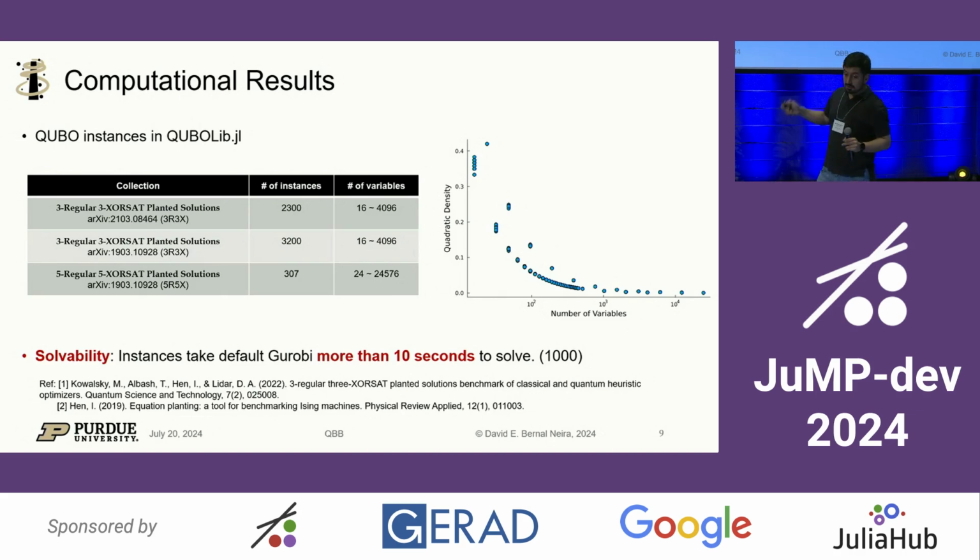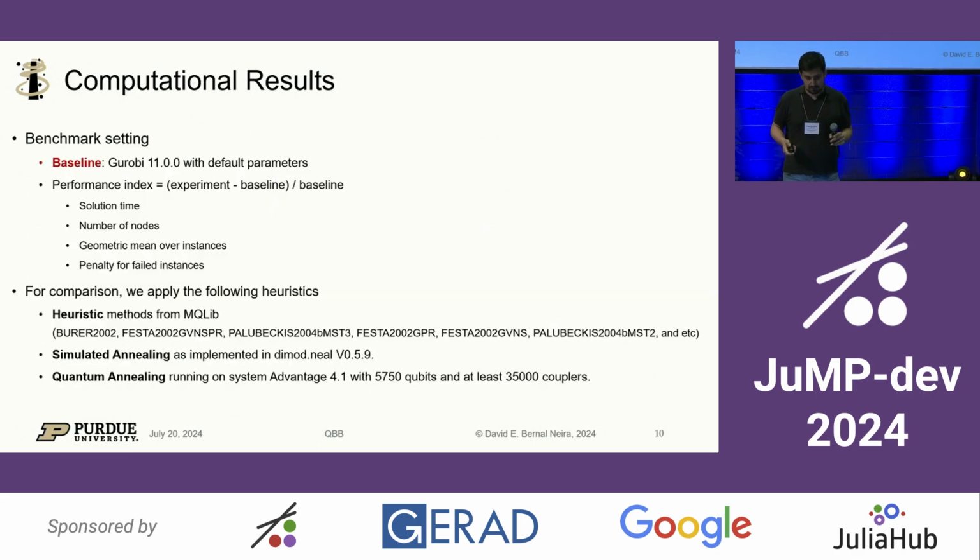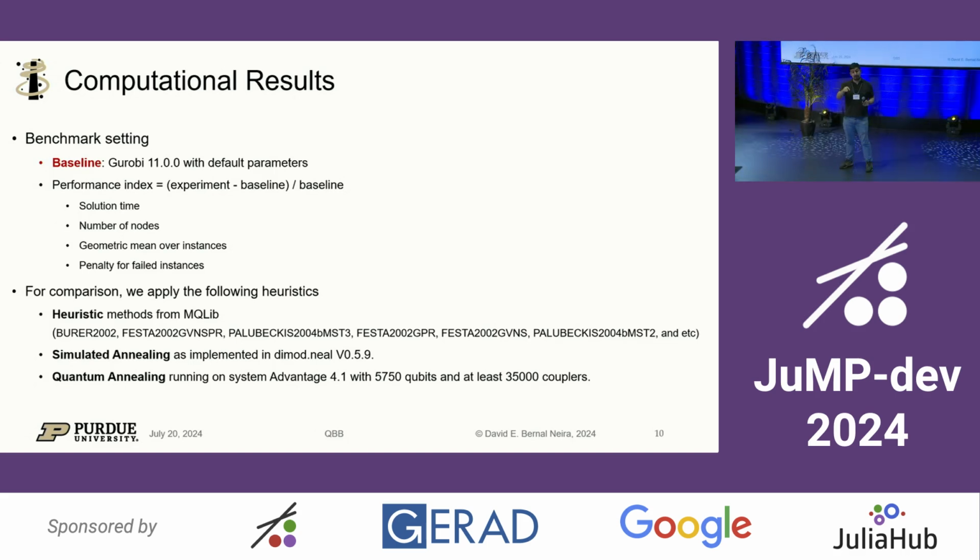These are the instances that we're solving, many of them coming from the statistical physics community, sort of biased towards very dense instances, rather small. The baseline is Gurobi. We have this performance index. We do care whether we reduce the number of nodes that it visits and the solution time overall that it takes to solve the problem. We're going to try 16 different heuristics from MQLib, simulated annealing as implemented by the people at DWave, and quantum annealing, which is using this Advantage 4.1 hardware, which, again, I told you, 5,000 qubits, 40,000 couplers or connections between them.